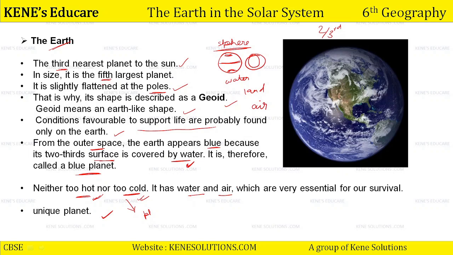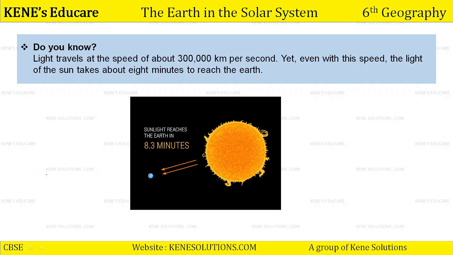It has water, air, land, and various other favorable conditions to support life. Okay? Now a very interesting fact. Do you know that light travels at the speed of about 300,000 km per second? That means you can say 3 lakh km per second.